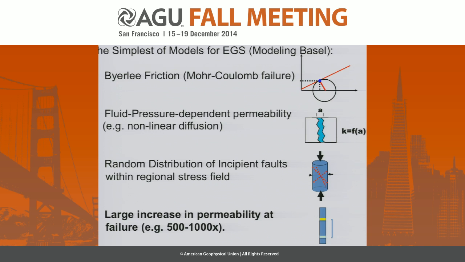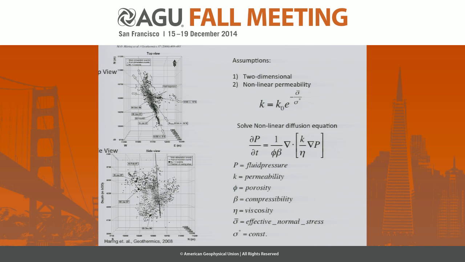So with such a simple model, you take a look at the Basel fluid injection experiment, and the hypocenter is sort of aligned northwest-southeast, and in depth view, you see here this is the way it fanned out, so you can assume it's a two-dimensional problem in this plane. You have a nonlinear permeability, where the permeability is a function of the effective normal stress, and basically you just solve a nonlinear diffusion equation. So that's all this model is. It's ridiculously simple, but it just solves the nonlinear diffusion equation.